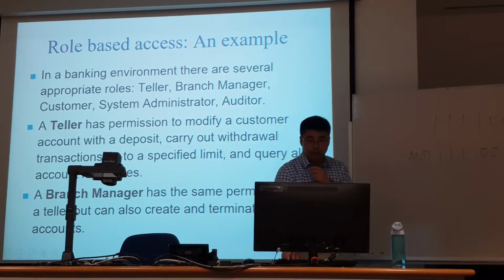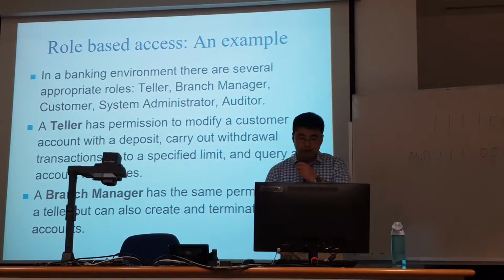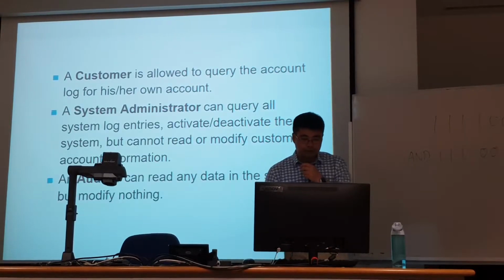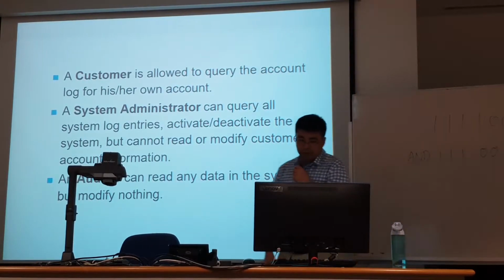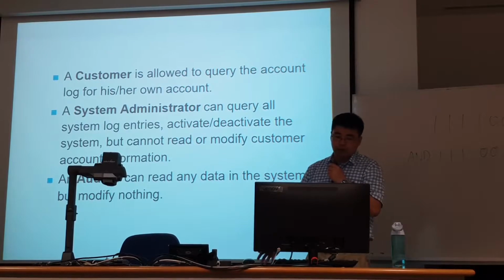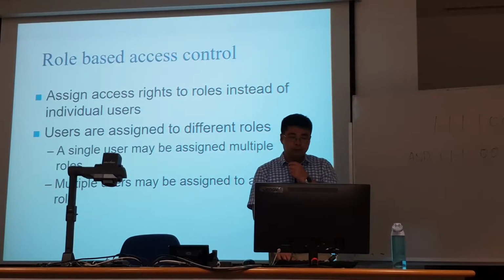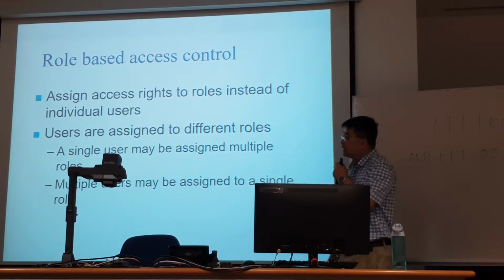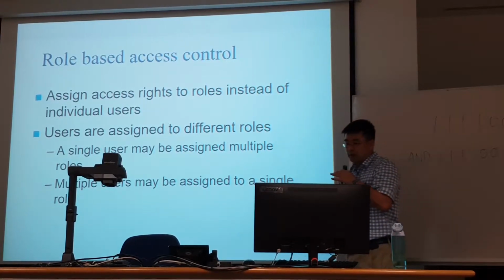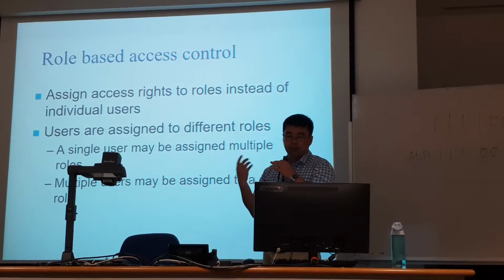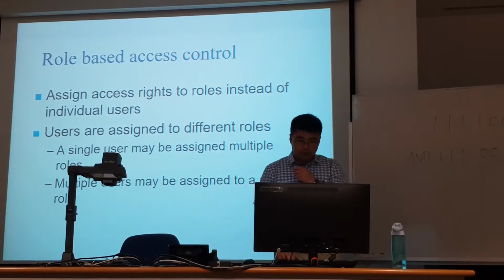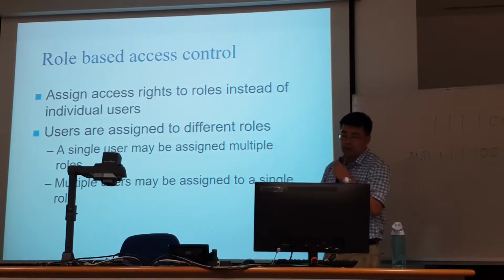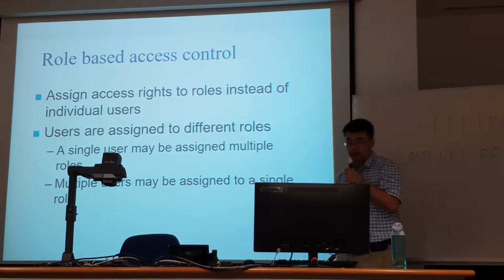So in this case, we can simplify the management of policy in an even better way. The customers may also have some permissions. System admin and auditor can have different permissions. With role-based access control, we assign rights based on roles instead of individual user IDs, right? Based on the role assigned to the user, we can determine whether the user is allowed to perform a particular action or not. And one single user may be assigned multiple roles, and multiple users can be assigned to a single role.